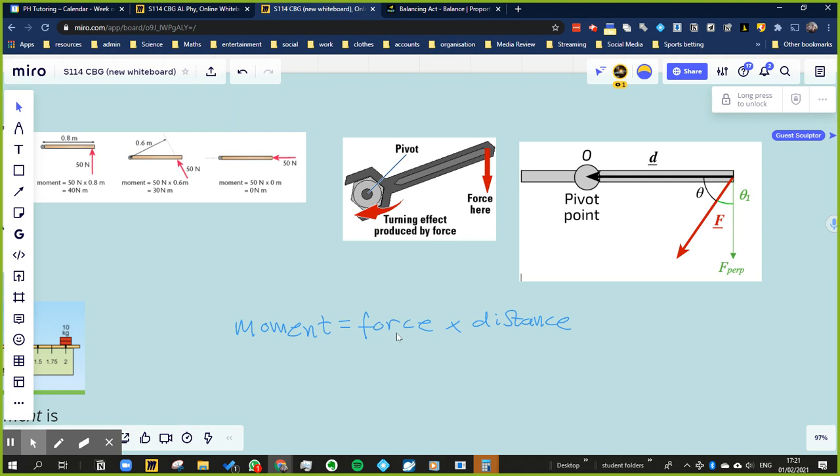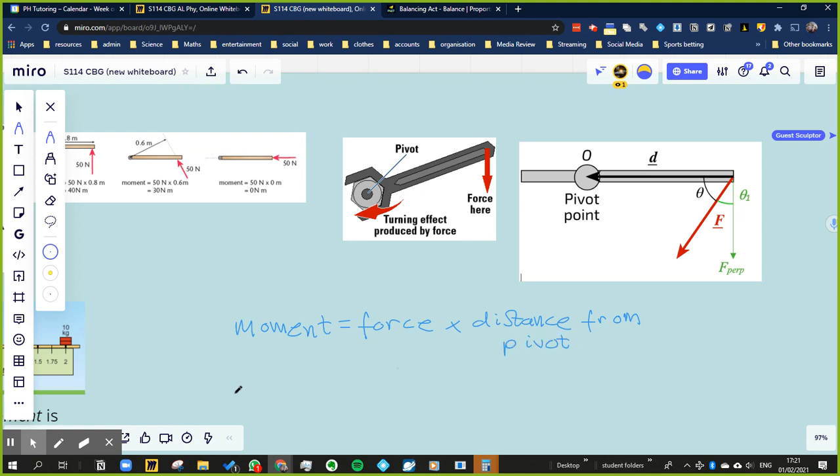So if I increase the force, I'm going to increase the moment or the turning effect. And if I increase the distance from the pivot, this is the pivot here, the thing that things are pivoting on, then that would also increase the turning effect. So really I should probably just write distance from pivot.